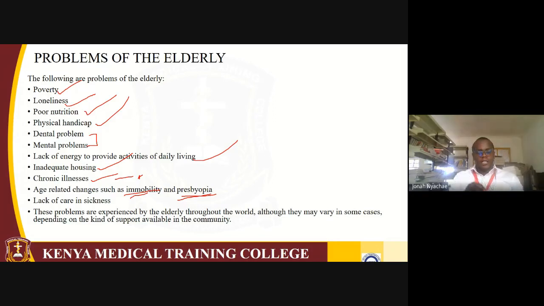They cannot see small letters. They may not be able to read things that are very small. And then we also have a lack of care in sickness. And you find these problems are experienced by the elderly throughout the world.